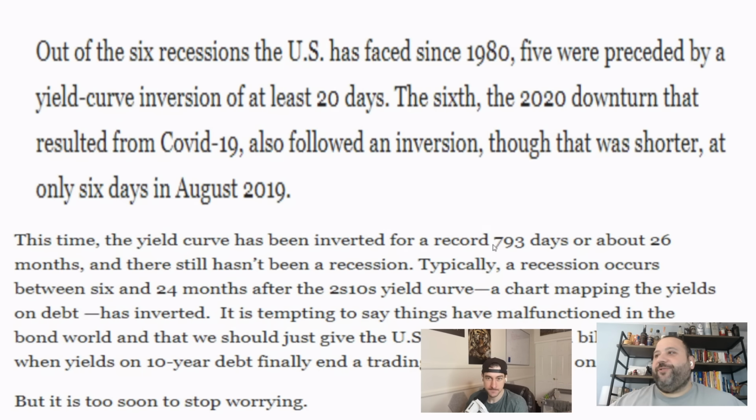So we made that 20-day threshold by a bit, and then the sixth one actually resulted from the COVID pandemic, and there was an inversion, but it was shorter. It was only 6 days instead of the requisite 20. That recession throws off so many of these statistics because it was such a unique scenario. It had nothing to do with macroeconomics and the world just shut down. So it was really weird.